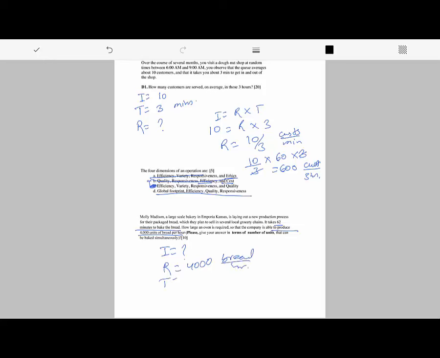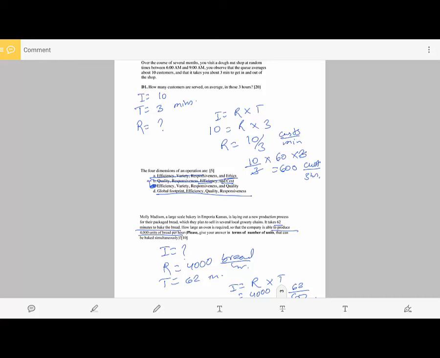And we know our T is 62 minutes. Okay, so I equals RT. We want R to be 4,000 times T, which is 62. The problem here is 62 is in terms of minutes. You can convert this to hours by dividing it by 60. So it comes out to be 4,133.33. So we need an oven big enough to hold this many breads. That's how big our oven should be.